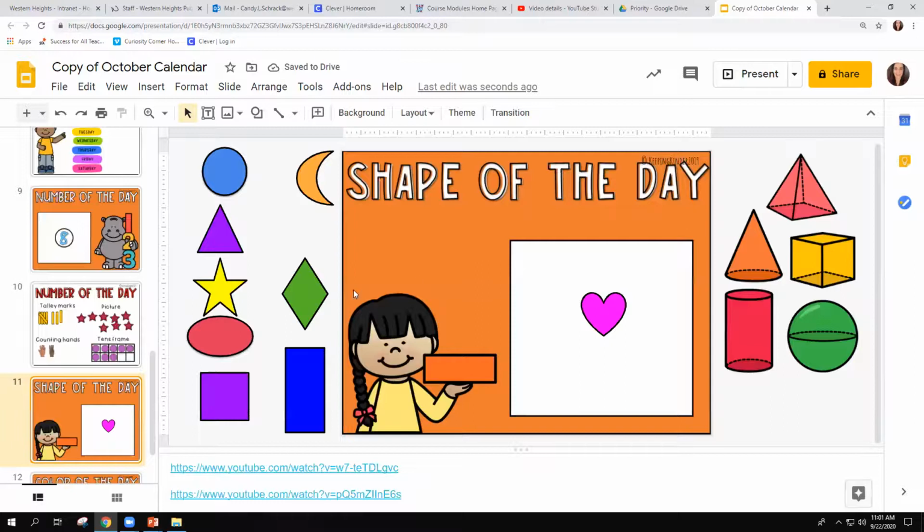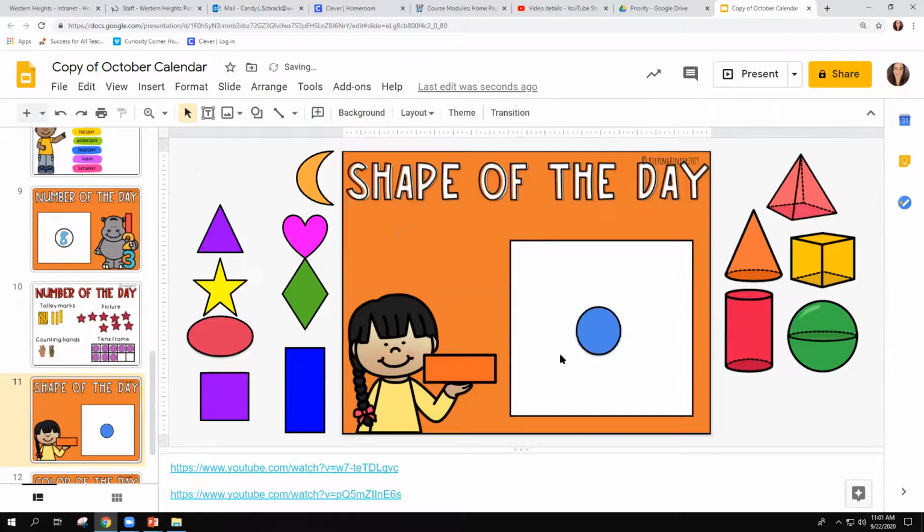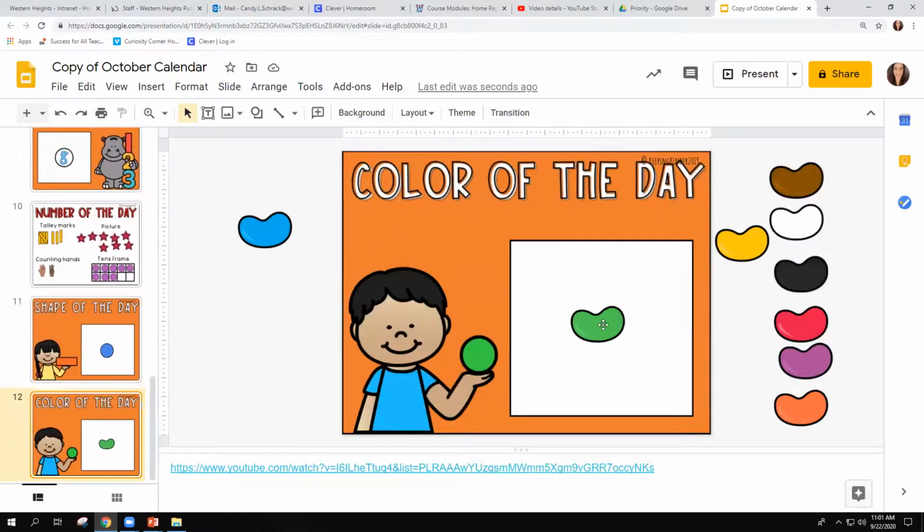Okay, in our shape of the day, I'm gonna take off the heart and we'll put on this one. What shape is that? A circle. And yesterday our color was green. Today our color is, what is that? Blue. Okay, that's our calendar time for the day.